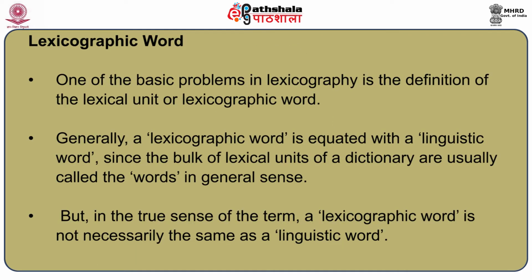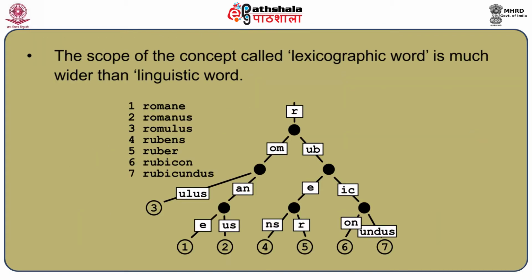Lexicographic word. One of the basic problems in lexicography is the definition of the lexical unit or lexicographic word. Generally, a lexicographic word is equated with a linguistic word, since the bulk of lexical units of a dictionary are usually called the words in general sense. But in the true sense of the term, a lexicographic word is not necessarily the same as a linguistic word. The scope of the concept called lexicographic word is much wider than linguistic word. A lexicographic word theoretically does not need to be minimum or free-form as a word is.